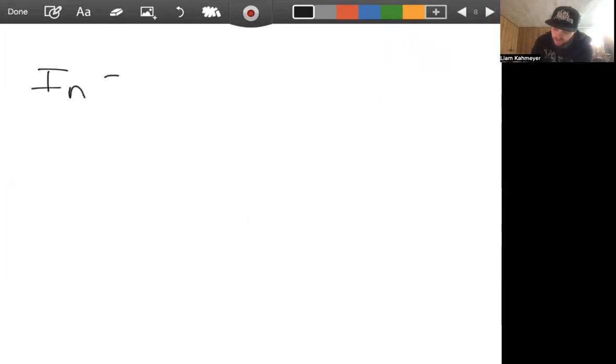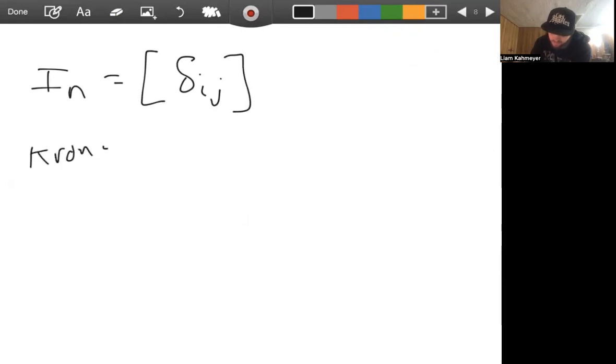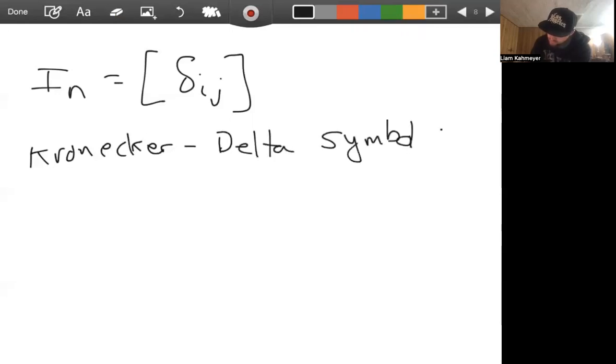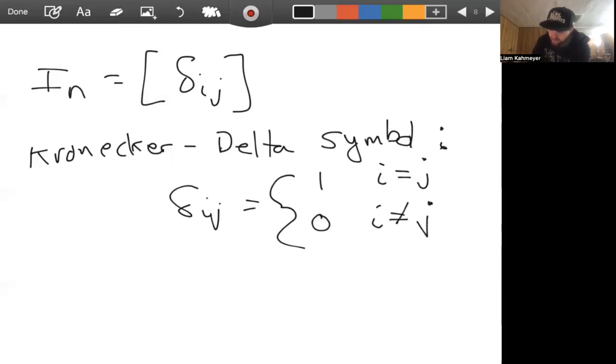And so this idea generalizes, and we can write this identity matrix, the I sub n identity matrix, as delta ij, like the entries are delta ij, where delta ij is a special function. It's called the Kronecker delta symbol. And it's the following function: delta ij equals 1 if i equals j, and 0 if i does not equal j.